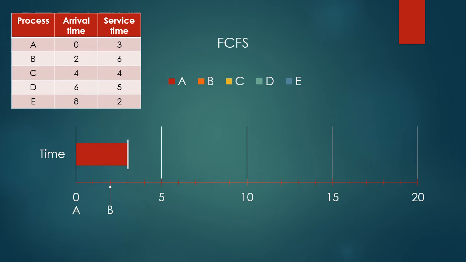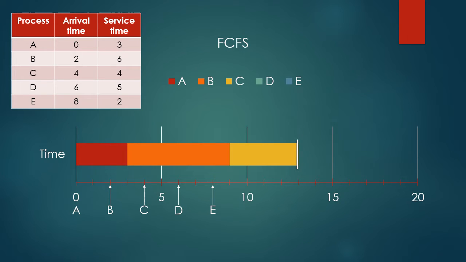At time instant 0, A enters the system and it is the only process there. So it is given the processor. B comes into the system at time instant 2. But remember, FCFS is not preemptive. So A continues until it finishes at time instant 3. B starts executing at time instant 3 and executes till time instant 9. During this time, processes C, D, and E all have entered the system.